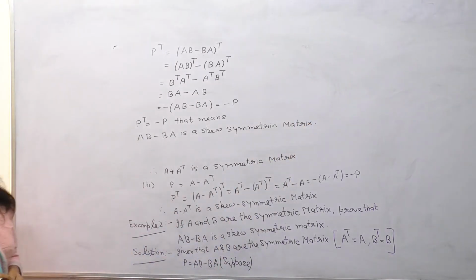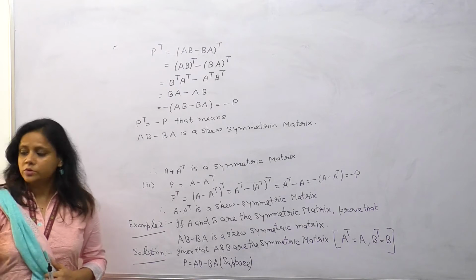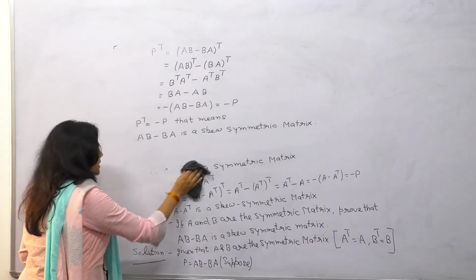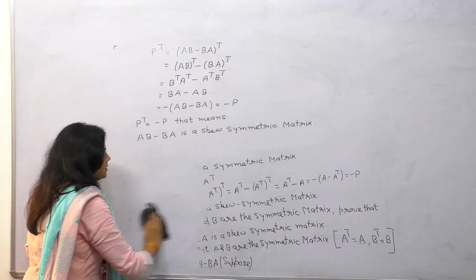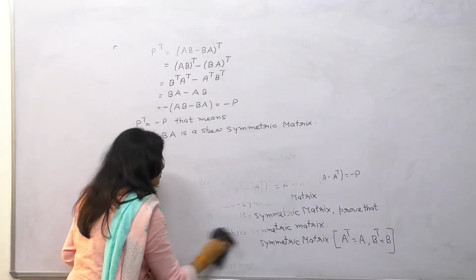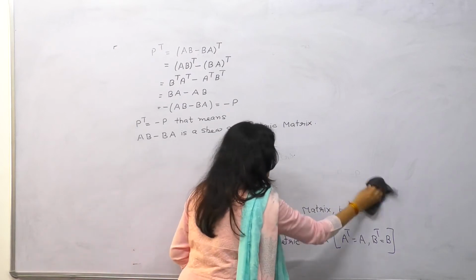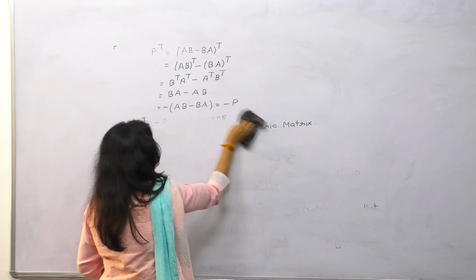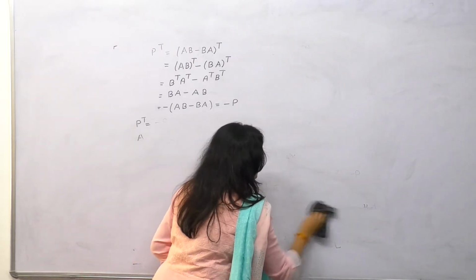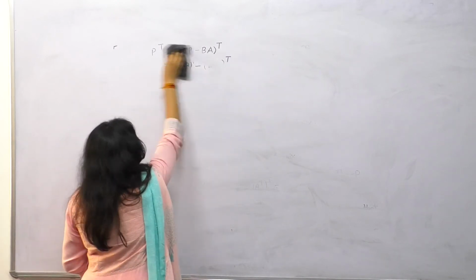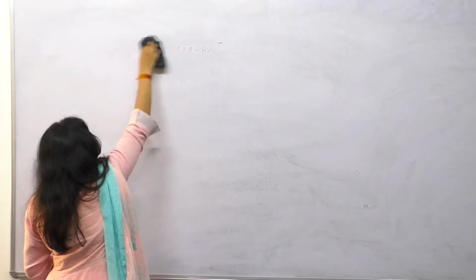That means AB minus BA is a skew symmetric matrix. These all are the basic questions which are based on the definitions. Now a very important theorem, based on the definition of the symmetric and skew symmetric matrix, or you can say the result.